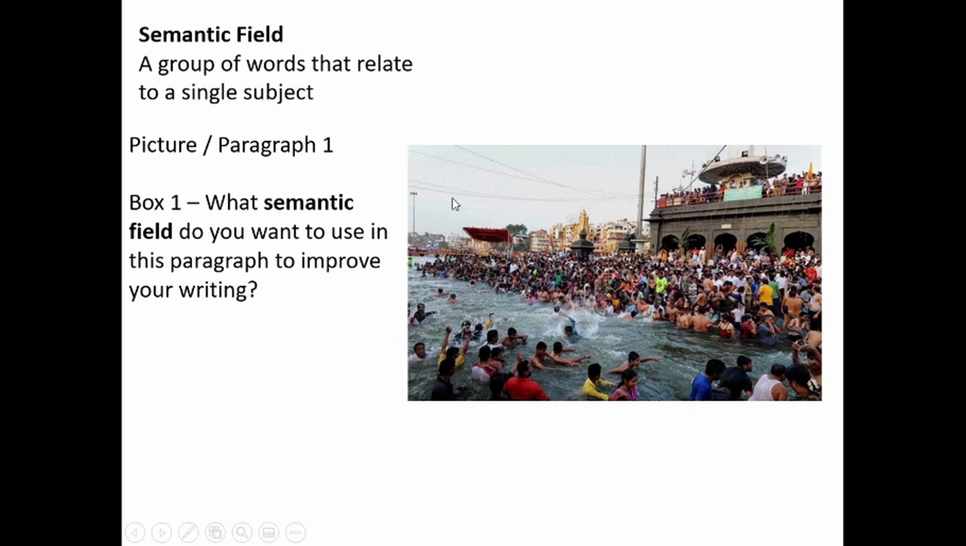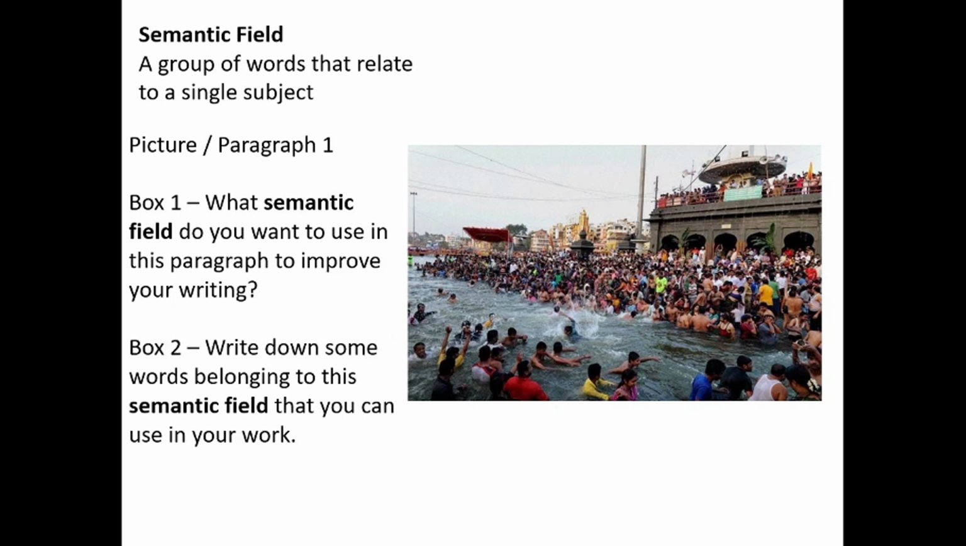I would think maybe semantic fields about number because there's so many people there, excitement or happiness or water. All sorts of options there, or you could use your own. I'll let you pause there and think about that. And then once you've thought of your semantic field for box one, again, just some words jotted down in that box that you can come back to later to make sure you're putting them throughout your writing. And pause there and think about those.